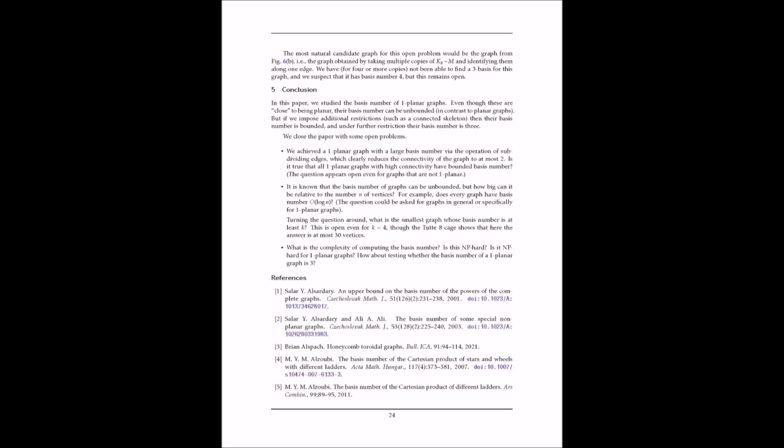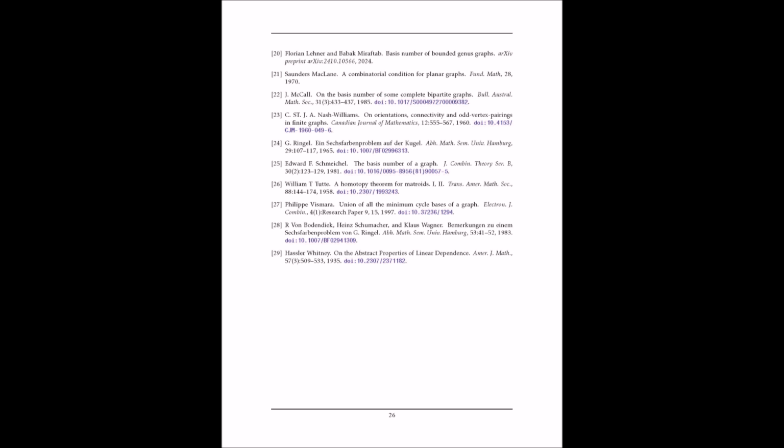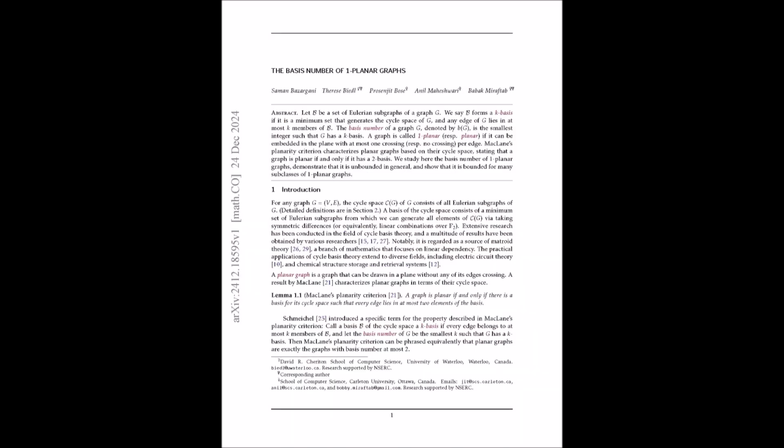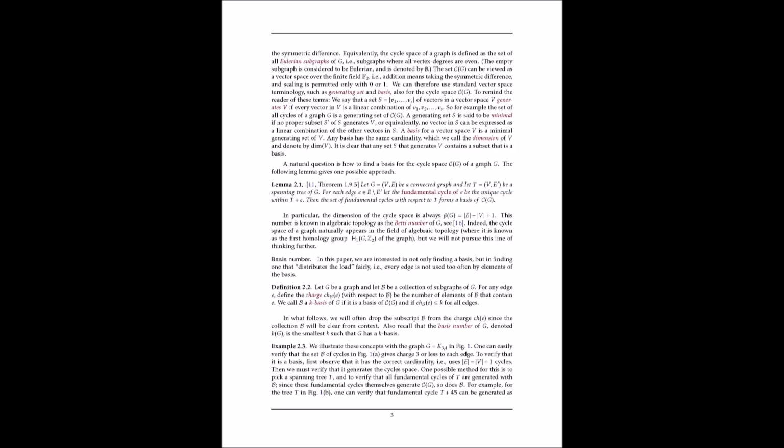And so how does this connect to planar graphs? That's where MacLane's planarity criterion comes in. MacLane was a mathematician who proved that a graph is planar if and only if its basis number is at most 2. Planar meaning you can draw the graph on a plane without any edges crossing. This was a surprising result: this algebraic property of the basis number is equivalent to this geometric property of being able to draw the graph without edges crossing. That's pretty wild.